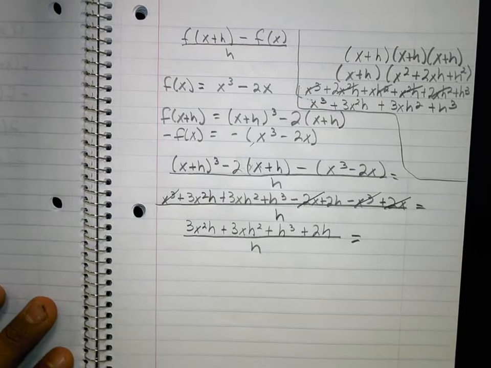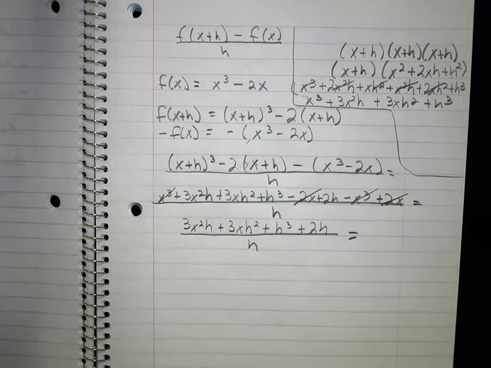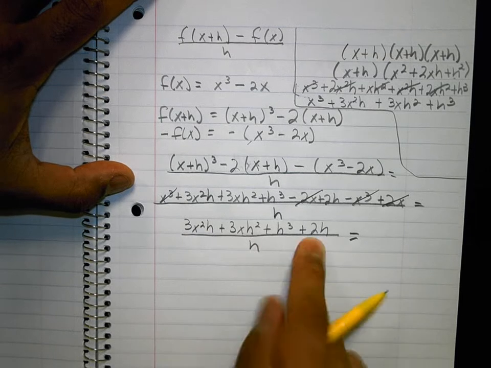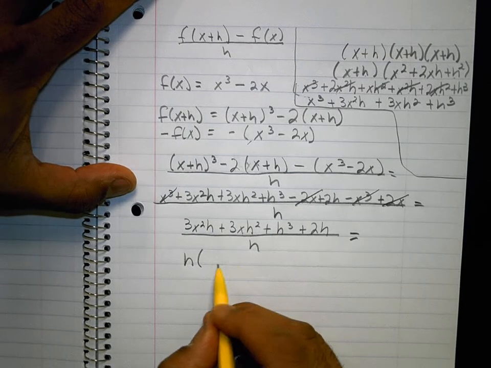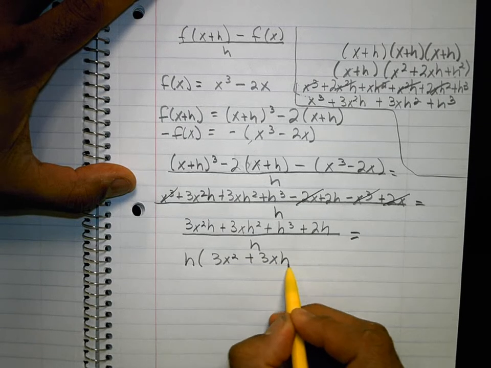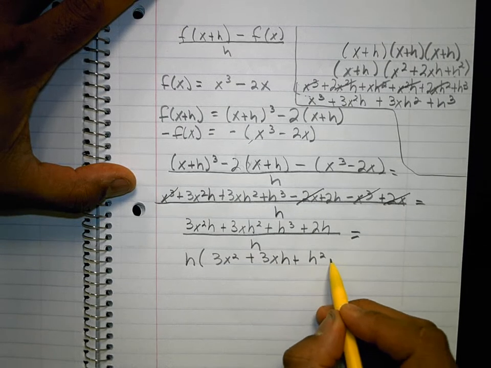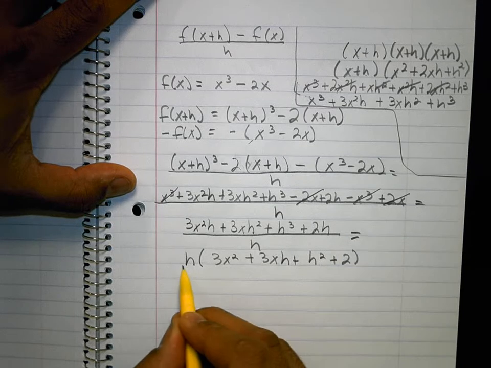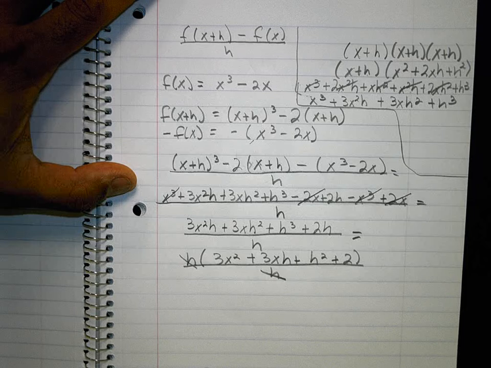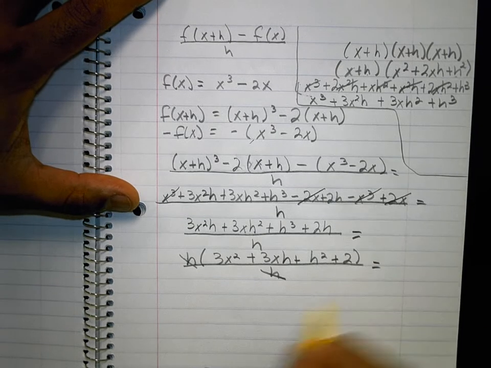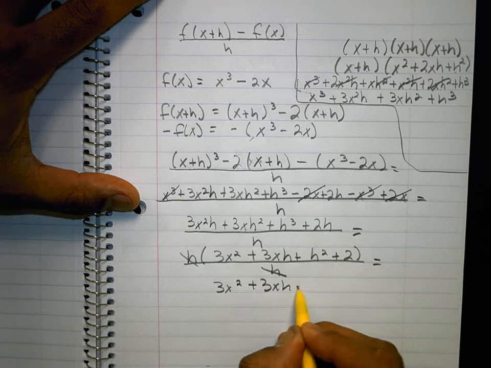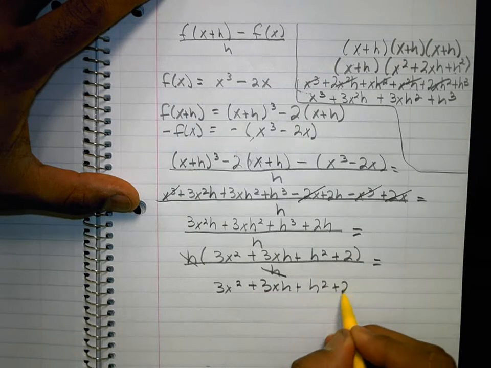Okay, and this is where a lot of people get stuck. Now you have to take a GCF out, an h out of all of those terms. So it's going to be h all over 3x squared plus 3xh plus h squared plus 2 all over h. And the h's cross off, and now I know that I'm done because I got rid of that h in the bottom.